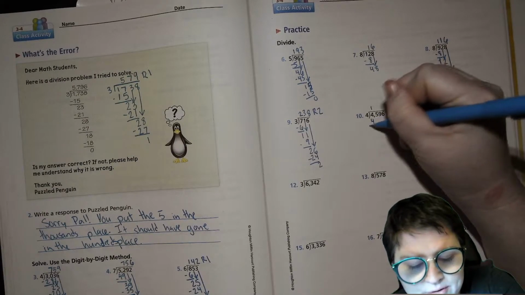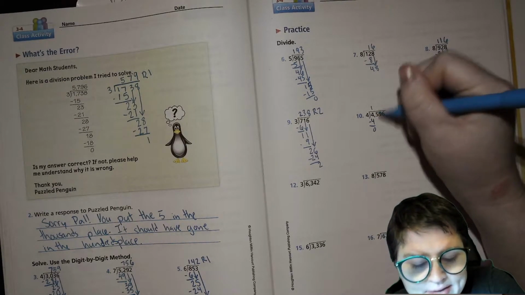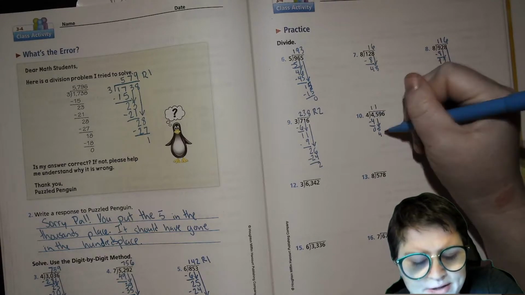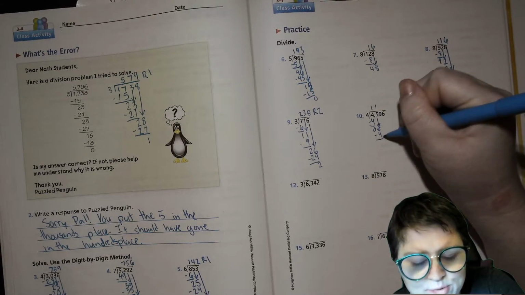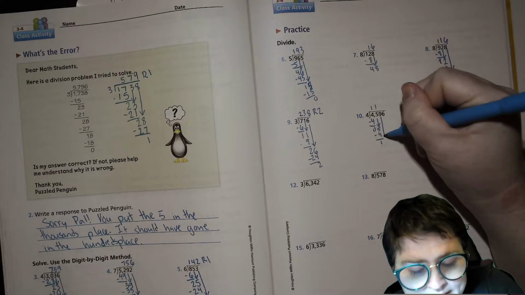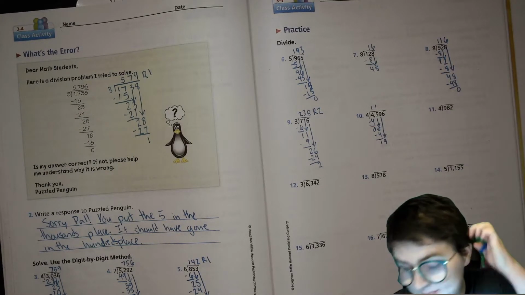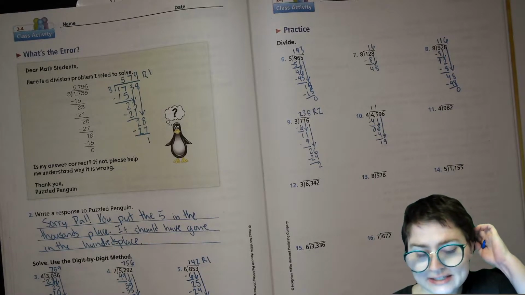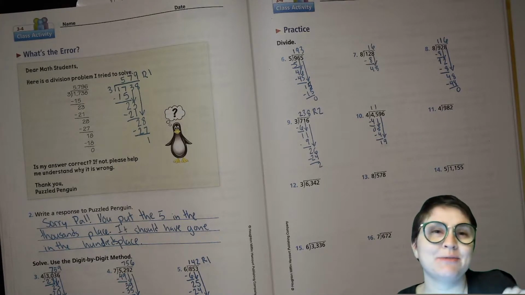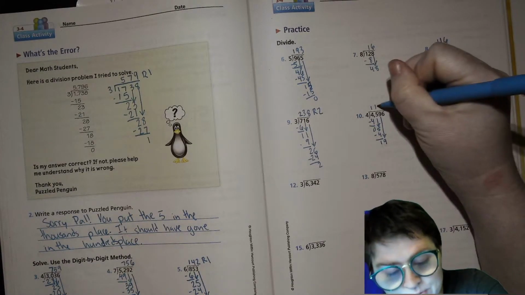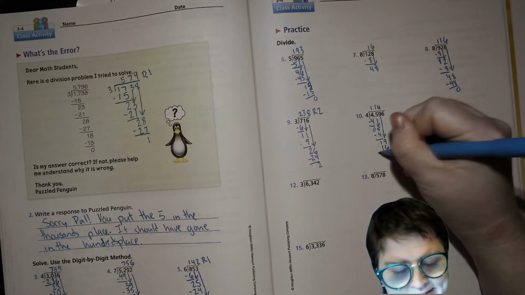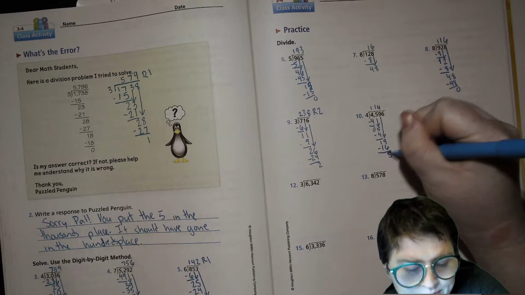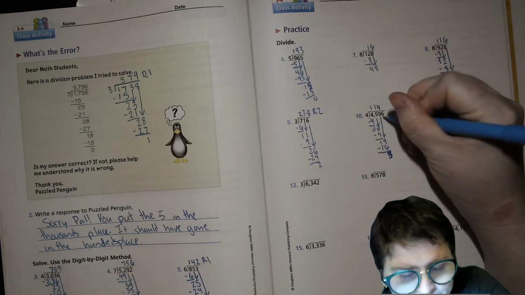So 4, 0, okay. And then bring down that 5. 4 goes into 5 also 1 time. And multiply and you get 4. Subtract, you get 1. Bring down that 9. 4 goes into 19. Well, I know 4 times 5 is 20, so 4 times 4 is 16. And we have 5, or no, not 5, 3. Whoopsie daisies, 3 left over.